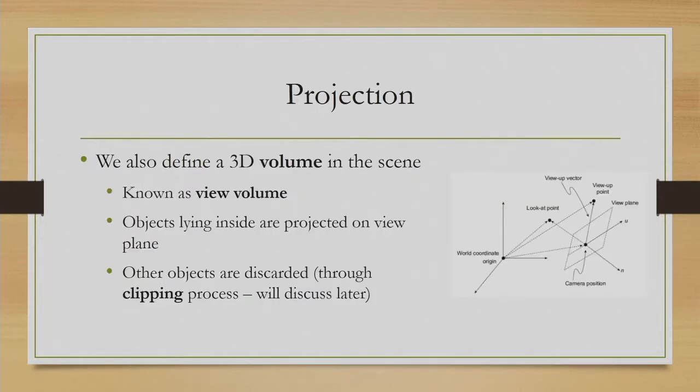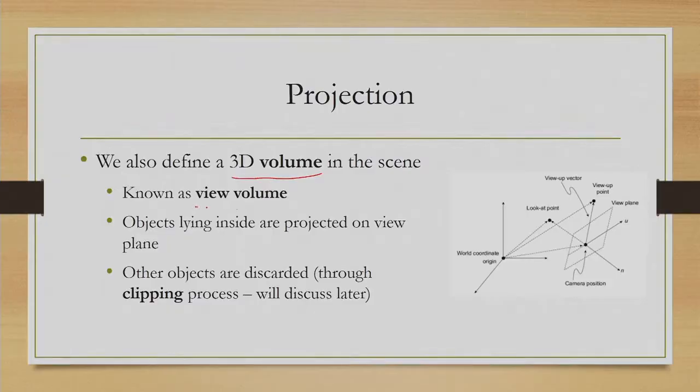There is a third component also. So, we also define a 3D volume or a region in space in the scene. So, there is a scene, and within that scene we are defining a 3D volume. This is called the view volume. Now, this view volume is actually our way of specifying which objects we need to project on the clipping window.